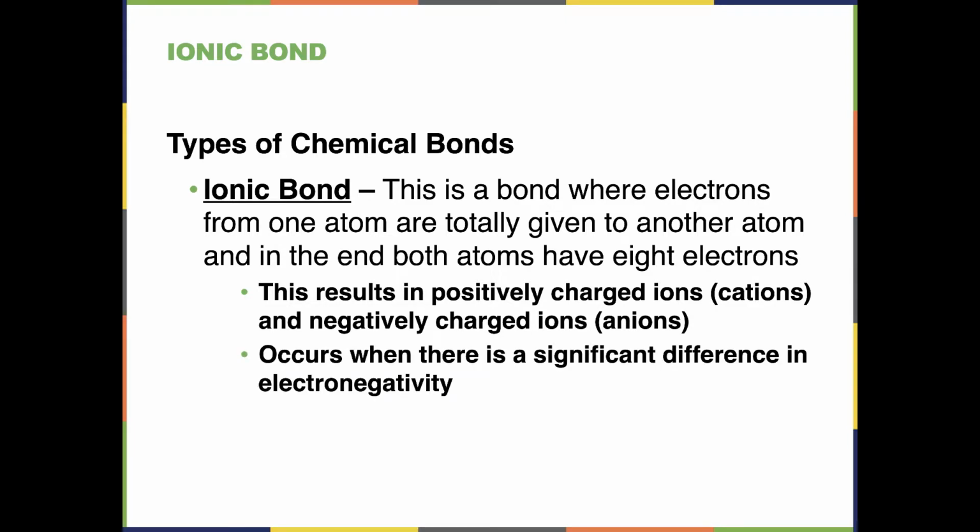This occurs when there is a significant difference in electronegativity, and I'll explain that a little more in a future slide. Usually, this occurs when a metal atom reacts with a non-metal atom. That is, when something on the left side of the periodic table, such as sodium and potassium, reacts with something on the right side of the table, something like chlorine or bromine.